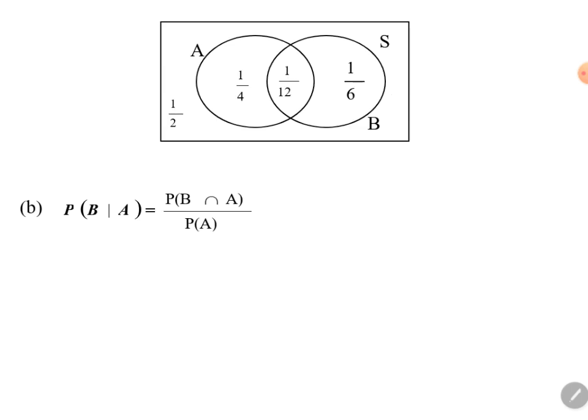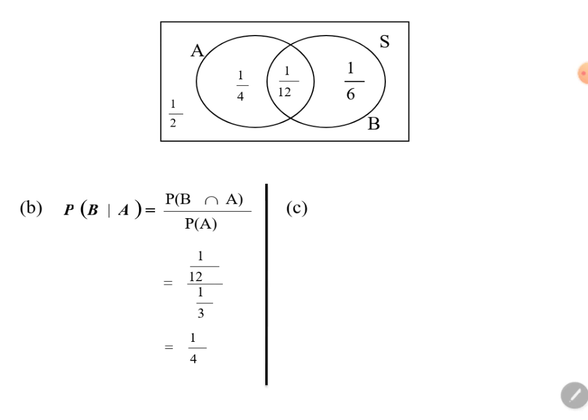The next question is to find P(B given A). Yes, so we need to find P(B intersect A) divided by P(A). P(B intersect A) is the same as P(A intersect B), which is equal to 1 over 12. And P(A) is equal to 1 over 3. So the result will be 1 over 4.